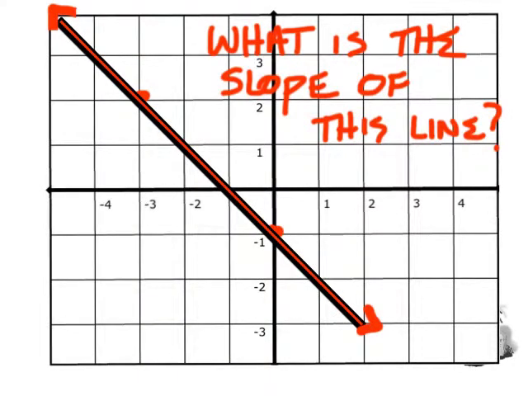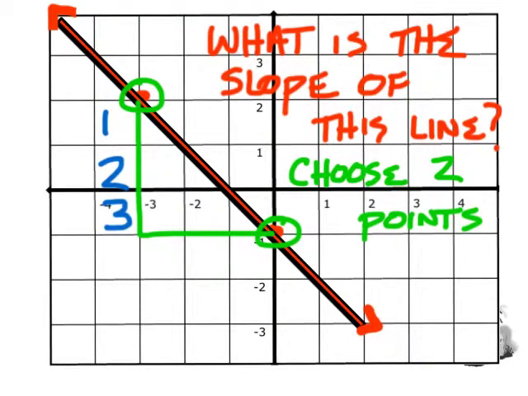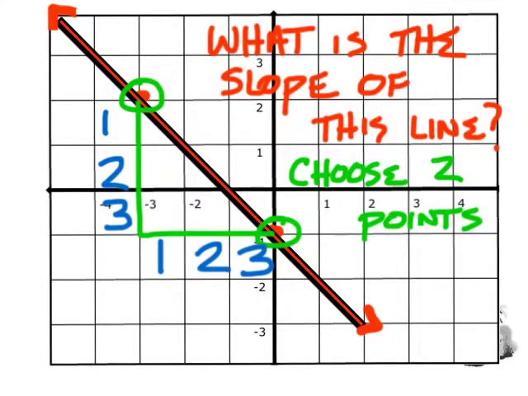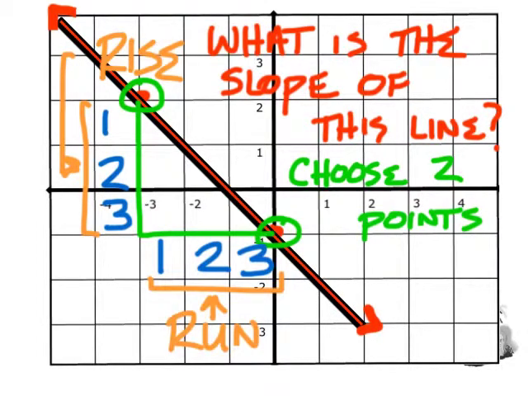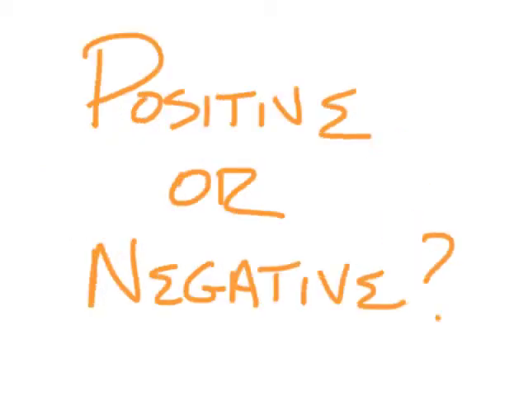Example number 2. What is the slope of this line? Choose 2 points like we did before. There they are. There's the triangle you have to make. Now count the blocks. 3 down the left side for the rise. Now here's a walk-by. On the run it should be 3. That's the rise. This is the run. Rise over run equals 3 over 3.